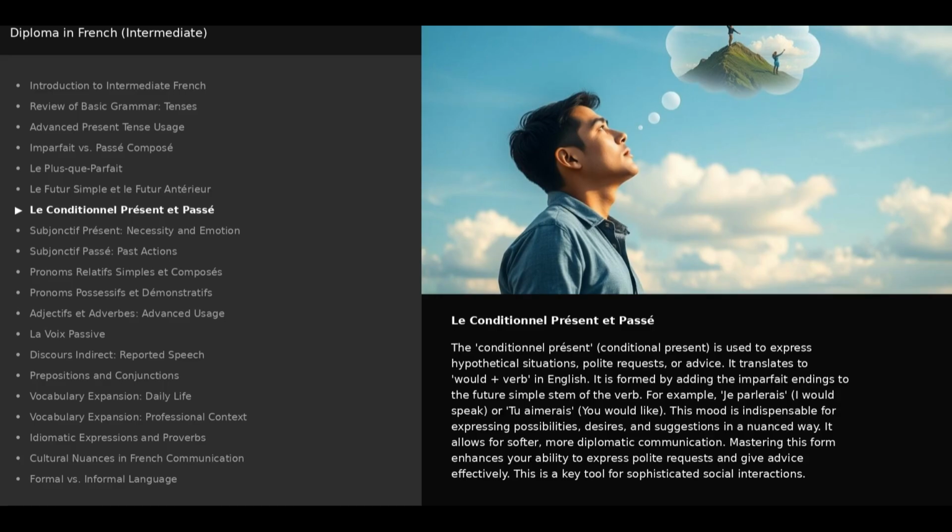This mood is indispensable for expressing possibilities, desires, and suggestions in a nuanced way. It allows for softer, more diplomatic communication. Mastering this form enhances your ability to express polite requests and give advice effectively. This is a key tool for sophisticated social interactions.